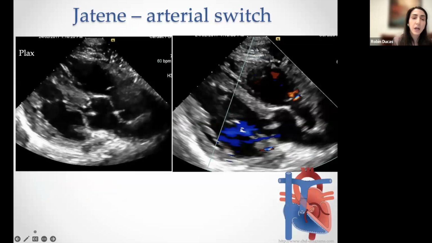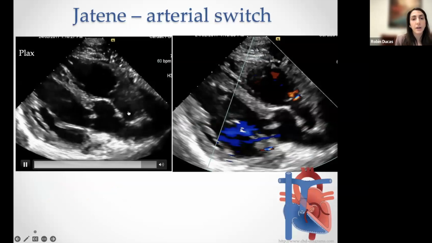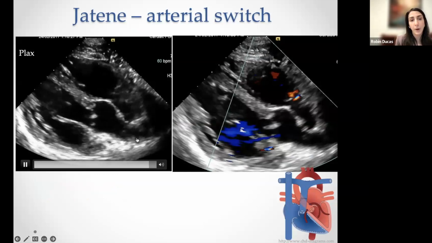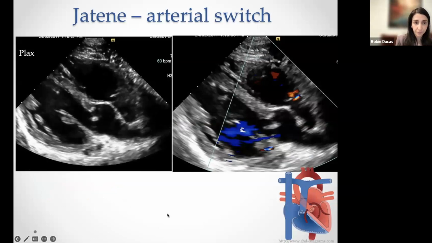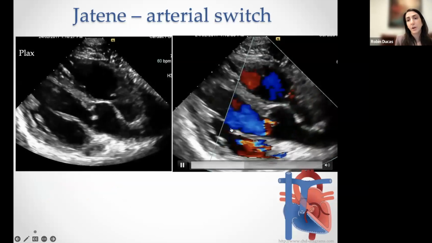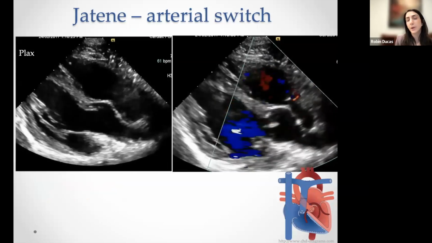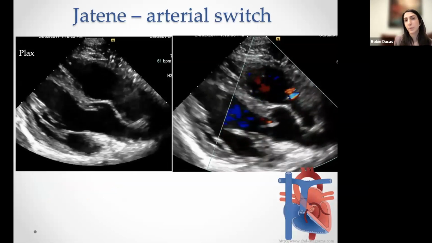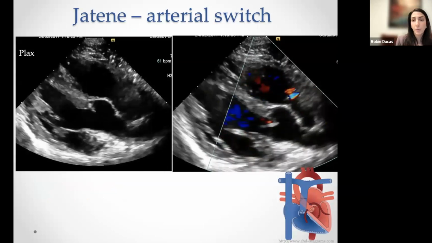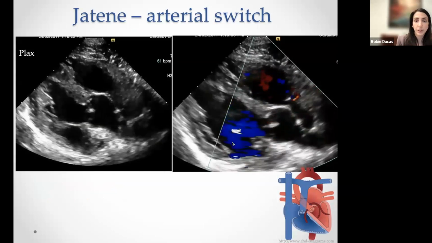Here's a parasternal long axis view, and I hope everyone can appreciate that there are still parallel great vessels. What we see here on color is mild neo-aortic valve insufficiency and mild neopulmonic valve insufficiency, but otherwise no significant flow acceleration or leak.